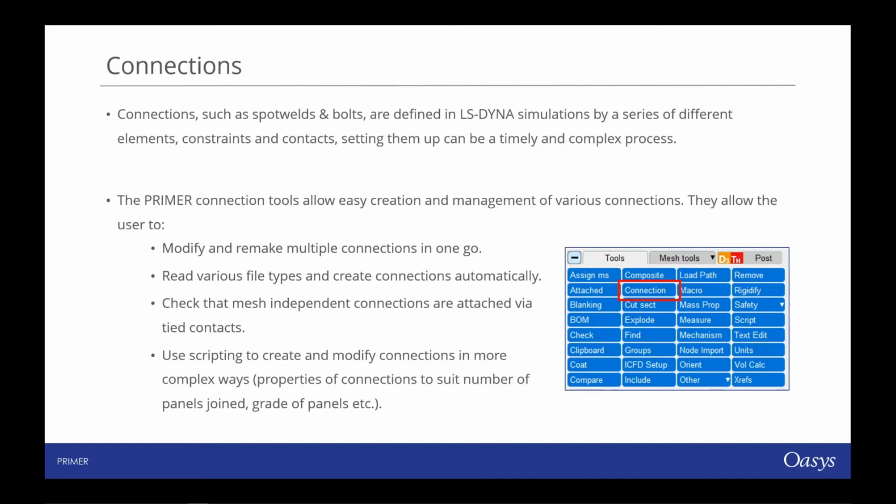You can check that any mesh independent connections are attached via tied contacts. So you have a kind of the primer check, and the connection tool itself has the functionality to check any of the connections. And you can use scripting to create and modify connections in more complex ways. So you may have kind of in-house methods, or you have properties of connections to suit dependent the number of panels that you join or the grade of panels. So that will make it easier for the user.